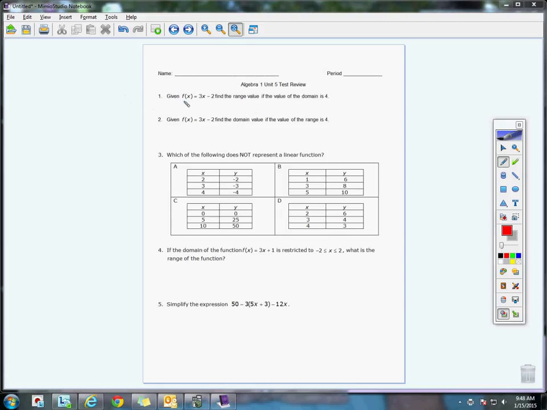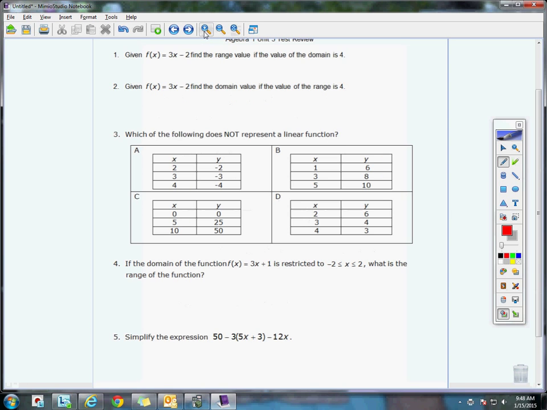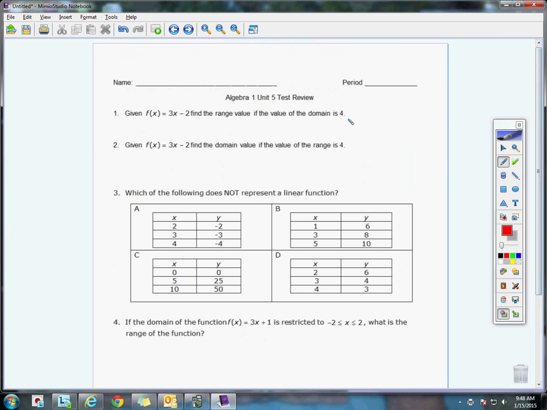Alright, number 1. It says given f of x is equal to 3x minus 2, find the range value if the value of the domain is 4. What you can do on problems like this to help you out is write down your little xy, your ID of the doctor. Domain is x and range is y. Since my range is y, I'm going to put a y above it. Domain is x, I'm going to put an x above it.